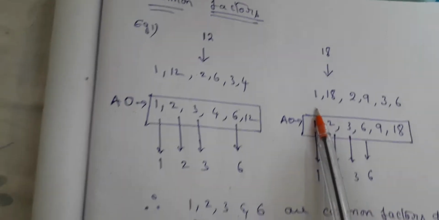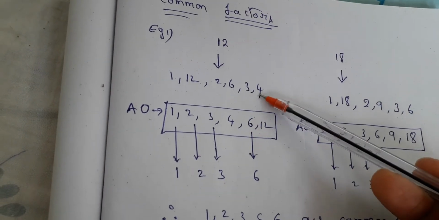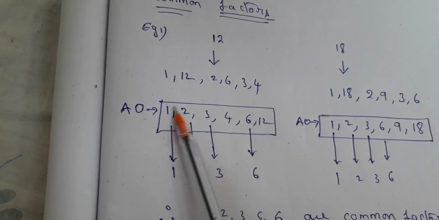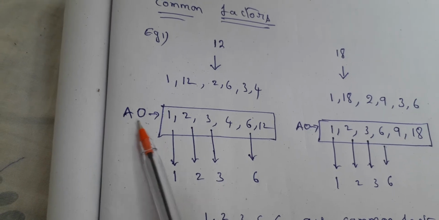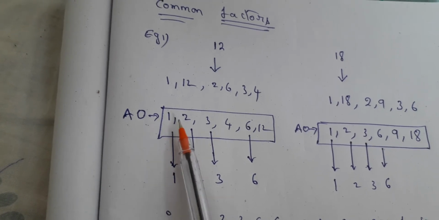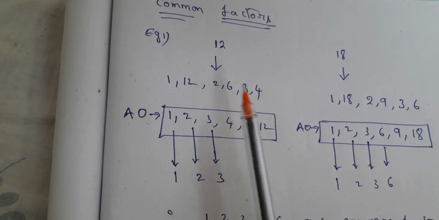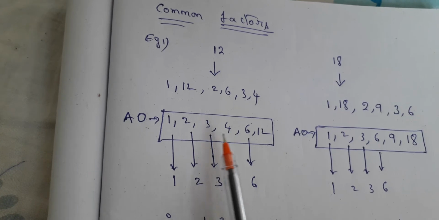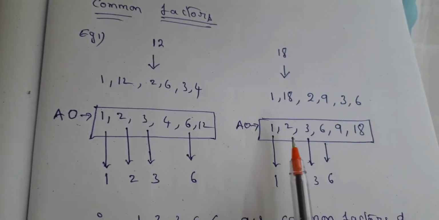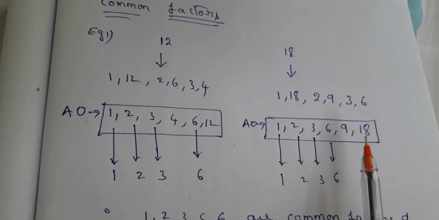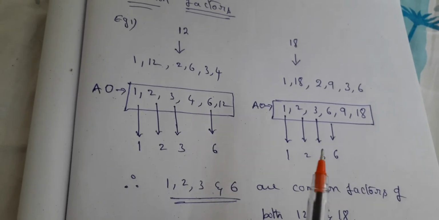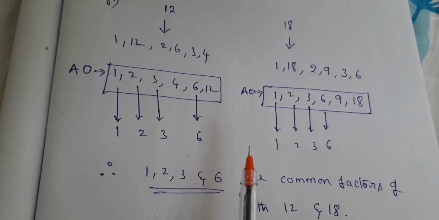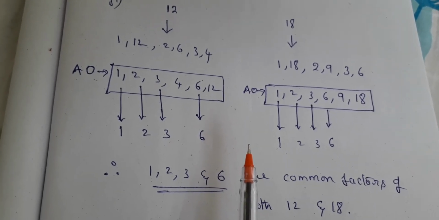Now after writing the factors, what are we doing? Just now we have done the same thing, and here also we are doing it. Write all the factors in ascending order. So 1, 2, 3, 4, 6, 12. The same thing we have written here in ascending order. Here also in ascending order we wrote all the factors. So children, remember, after writing the factors, please write all the factors in ascending order. That will be very comfortable for you to observe which factors are common.